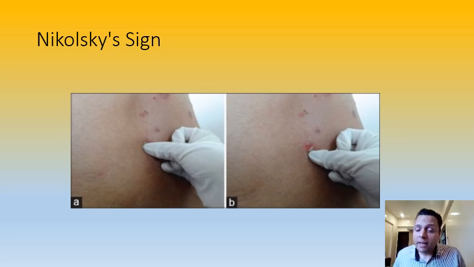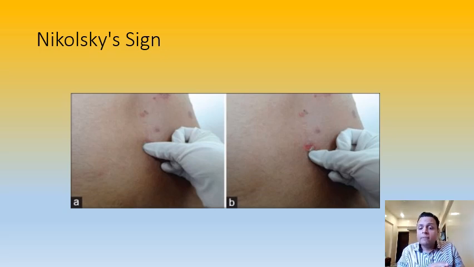And this is the Nikolsky sign, very important. If Nikolsky sign is positive in Stevens-Johnson syndrome, toxic epidermal necrolysis, bullous ichthyosiform erythroderma, or in a burn patient, then it is called a pseudo-Nikolsky. It is happening in the same way, but it is pseudo-Nikolsky because it is not due to acantholysis. It is basically secondary changes. There is necrosis. It is not autoimmune mediated. It is not happening in pemphigus. If it is happening in this condition, it is called pseudo-Nikolsky sign.